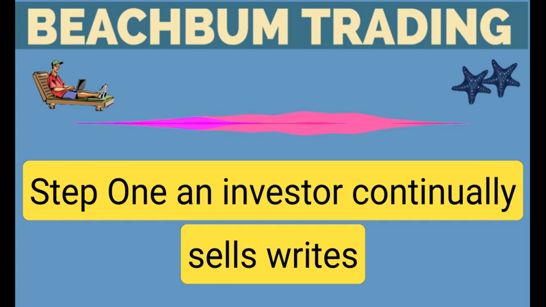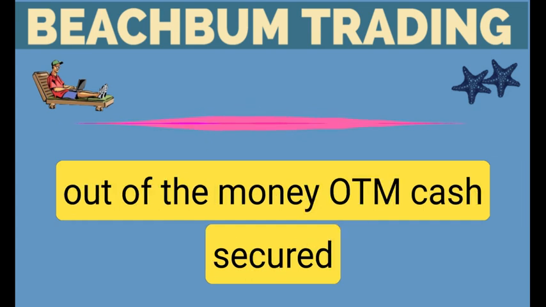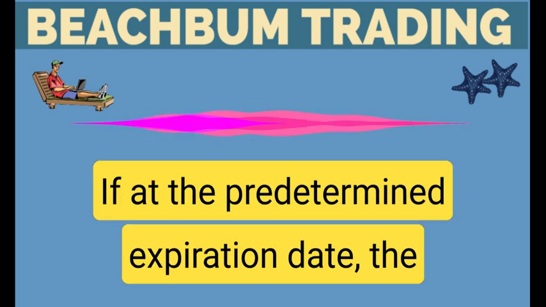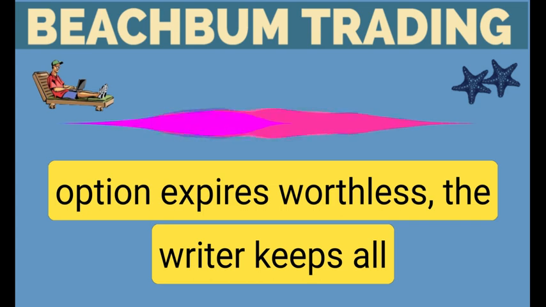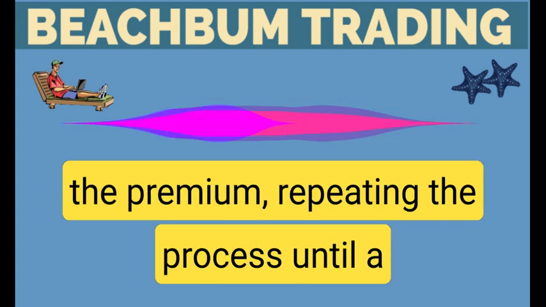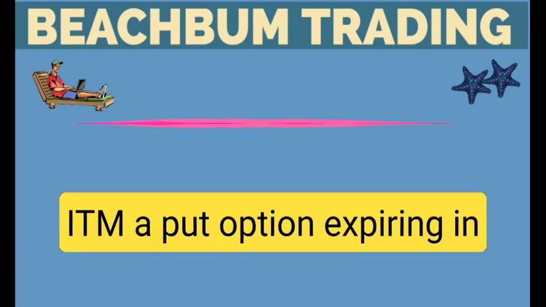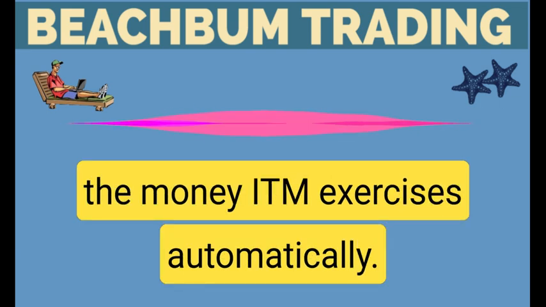Step 1. An investor continually sells, writes, out-of-the-money (OTM) cash-secured puts to collect option premium. If at the predetermined expiration date the option expires worthless, the writer keeps all the premium, repeating the process until a put eventually expires in the money (ITM). A put option expiring in the money exercises automatically.